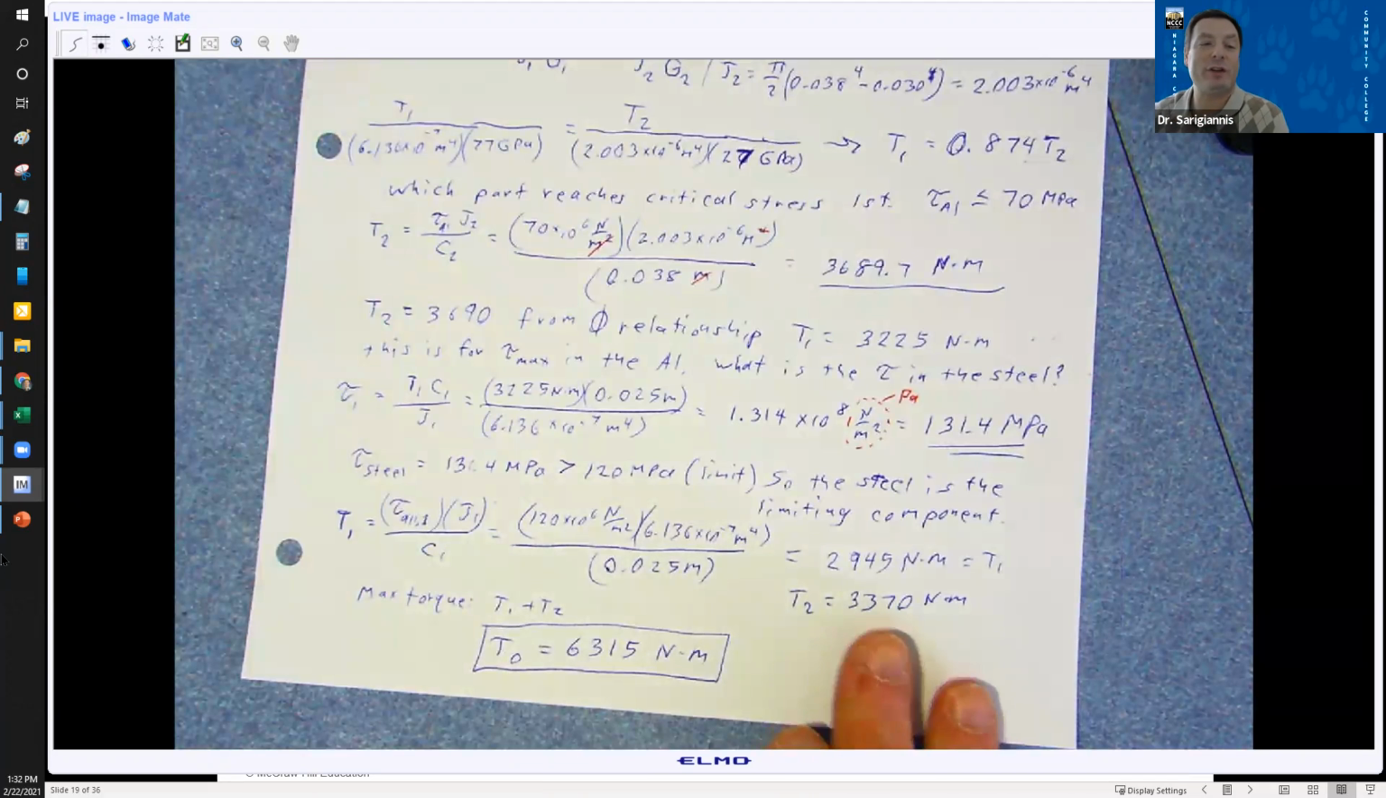So again, this is sort of working off of the additive effect of torque. This is where the course is so much different than statics.